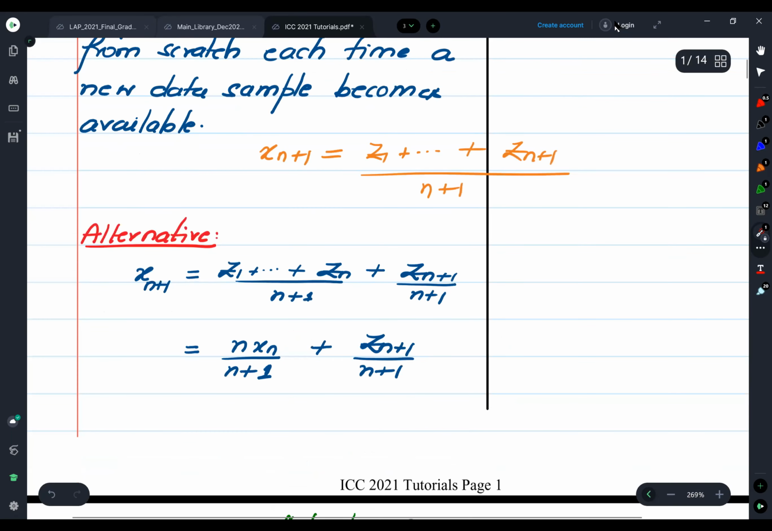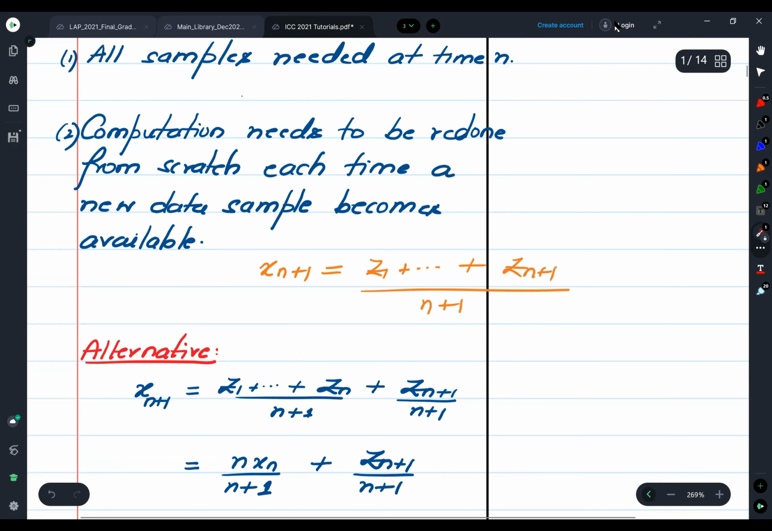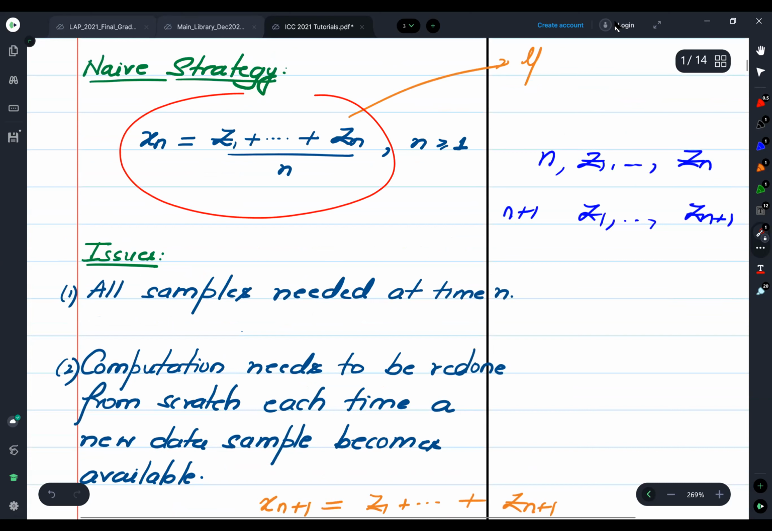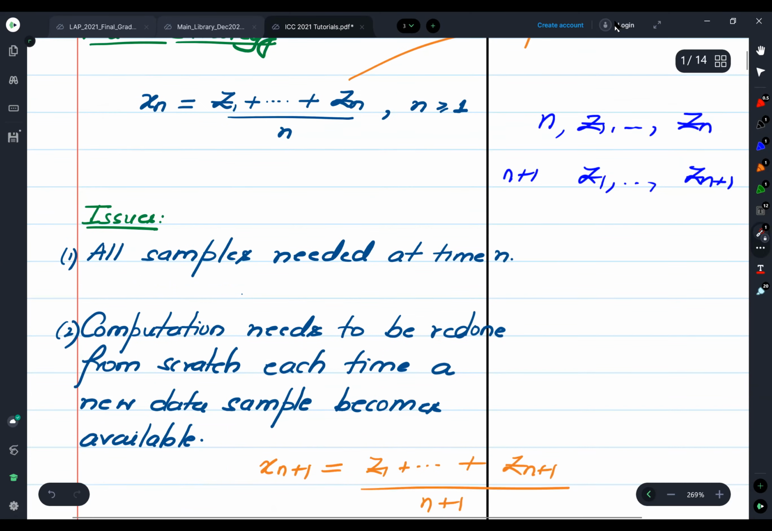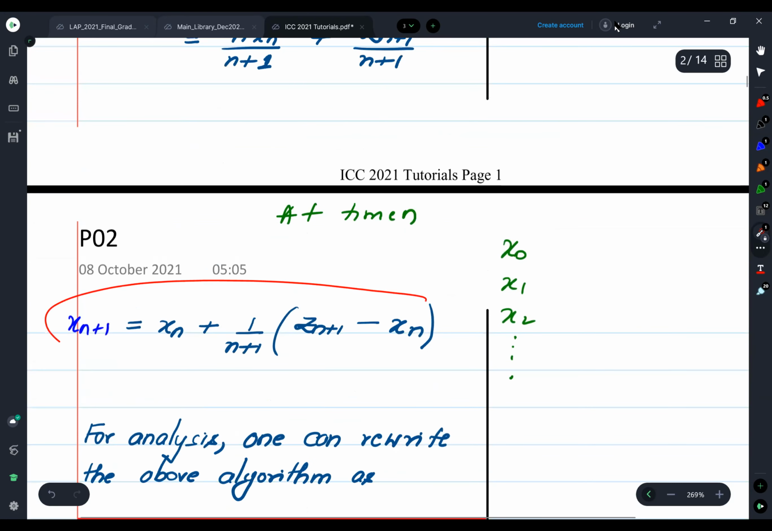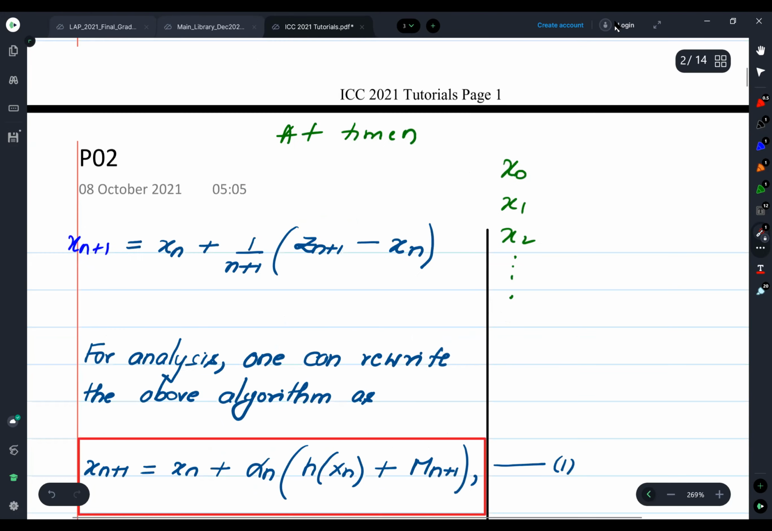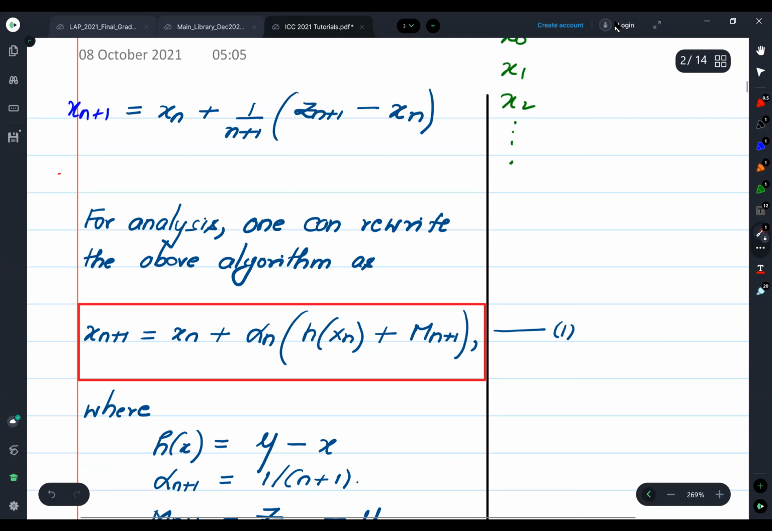So in this sense, just by massaging the naive approach that we had, we can see that we have managed to come up with a better way to implement the same algorithm. Right, so this is how you will execute this algorithm.